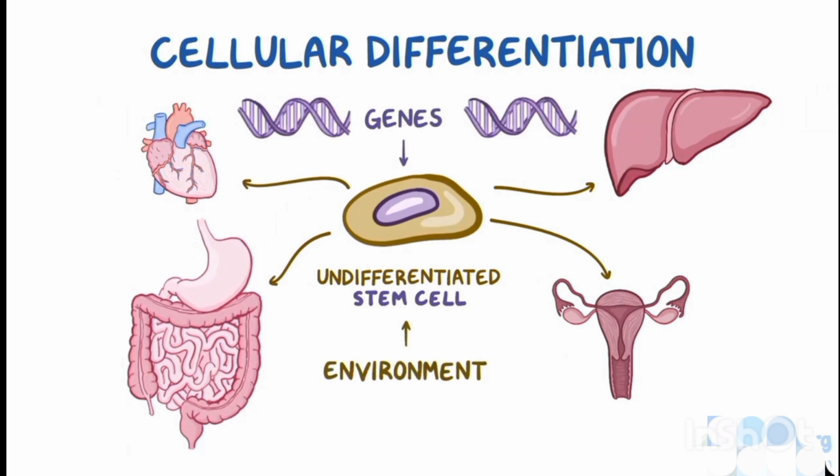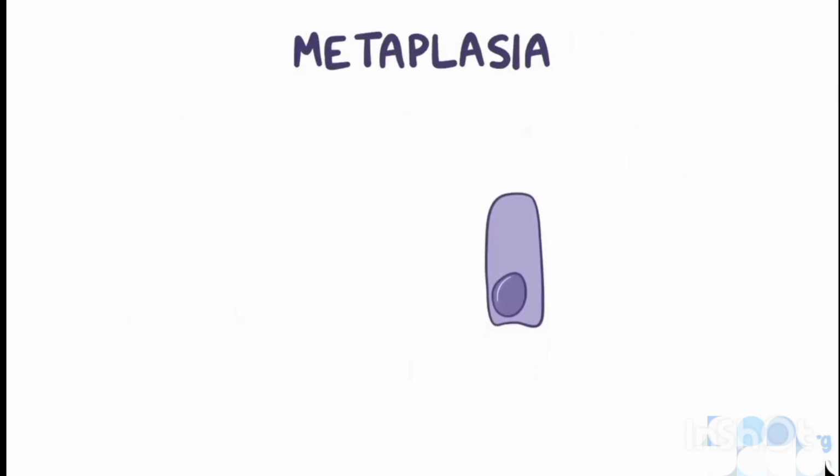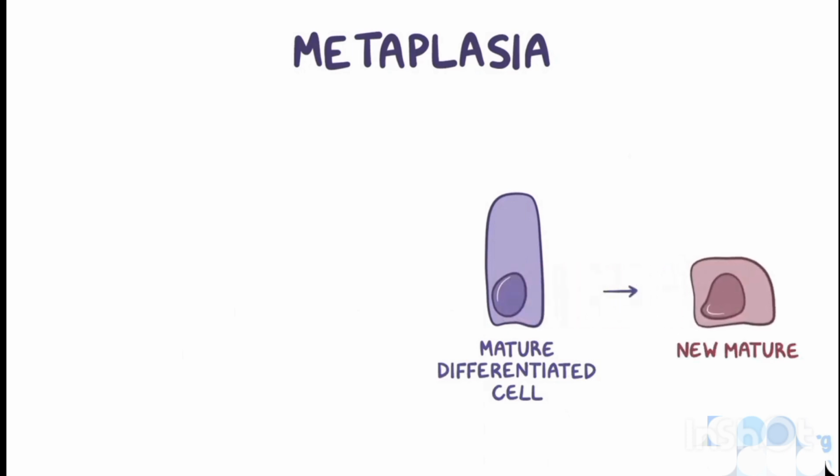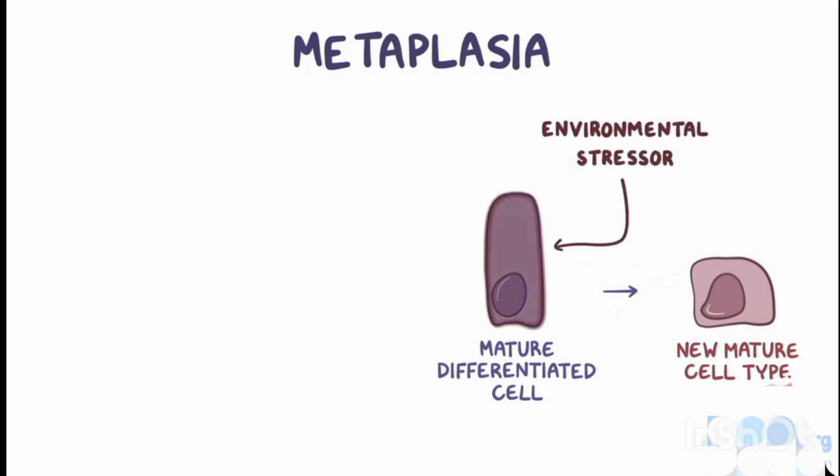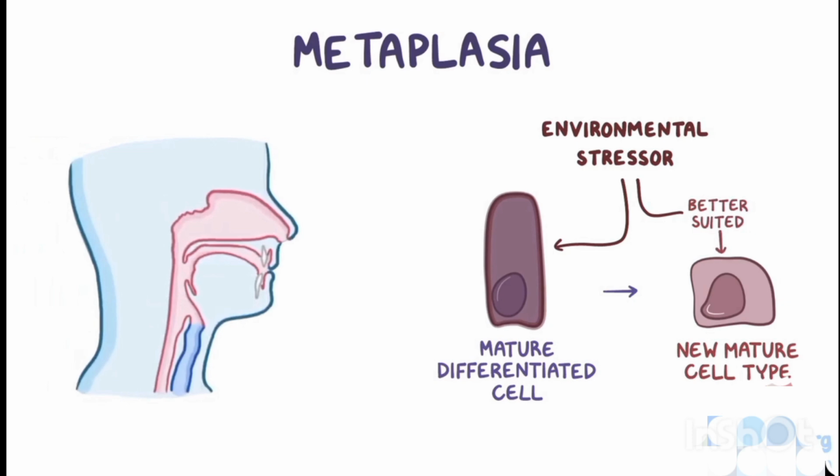Now, sometimes environmental stresses can alter that developmental path. In metaplasia, what happens is that a mature differentiated cell type is replaced by another mature differentiated cell type. Often, this happens because there's an environmental stressor, and that new cell type is better suited to handle it. One example is switching from breathing clean air to inhaling tobacco smoke every day.